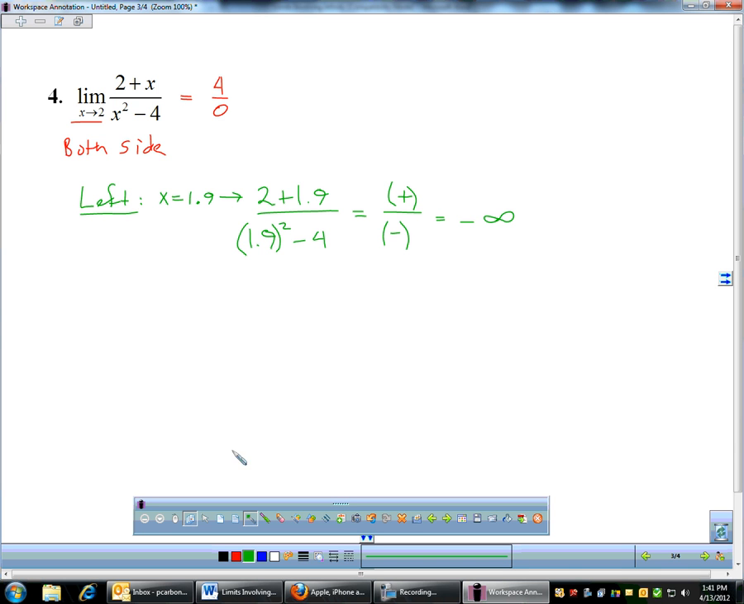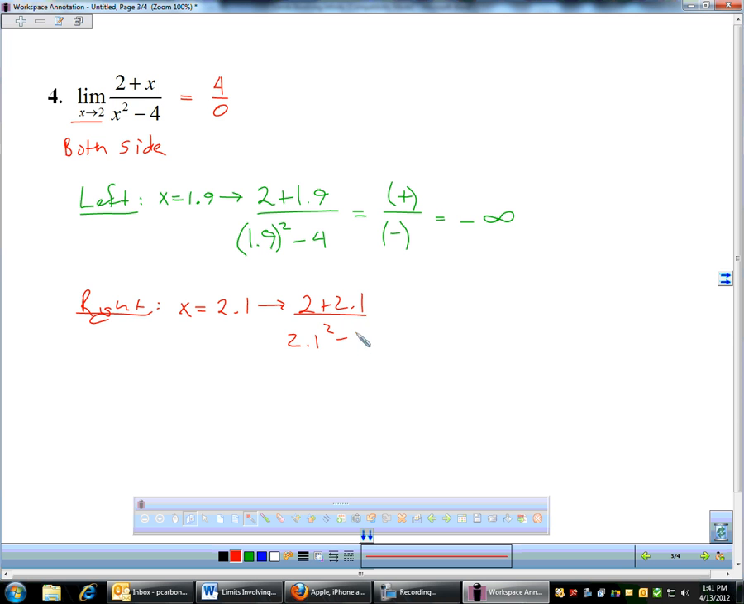But before I can answer this, I have to look at the right side also. So let's look at the right. And if I plug in something on the right side, that's going to be something like 2.1. I plug in something on the right side of 2. So I plug in 2.1, 2 plus 2.1 over 2.1 squared minus 4. That's a positive number. 2 plus 2.1 is positive. 2.1 squared minus 4 is going to give me something positive. A positive divided by positive is positive.